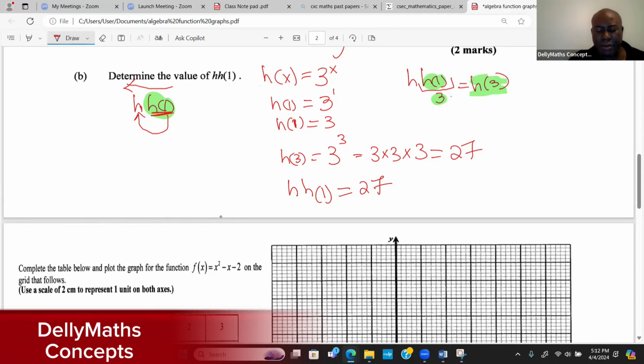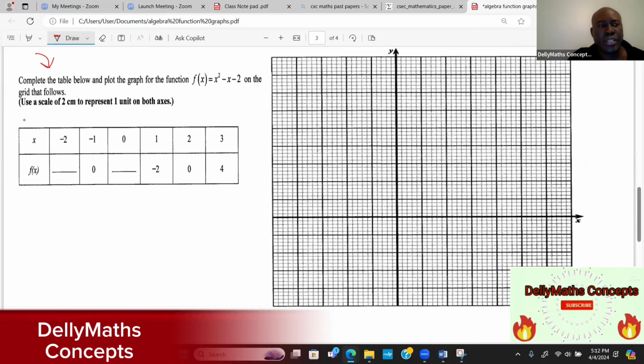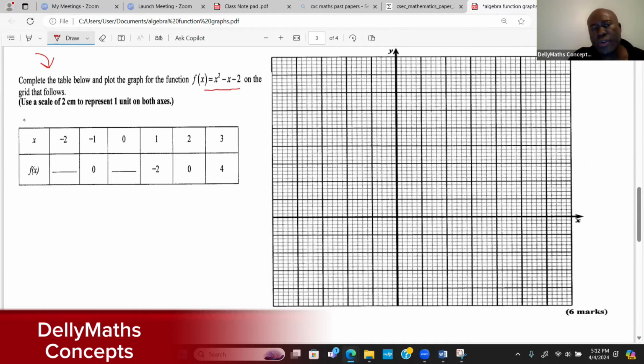Let's take a look at the other problem. In this other problem, we were given a table of values, as you can see here. With this table of values, it says, complete the table below and plot the graph for the function f of x is equal to x squared minus x minus 2 on the grid that follows. Now, use a scale of 2 centimeters to represent 1 unit on both axes. All right, let us complete the table first.